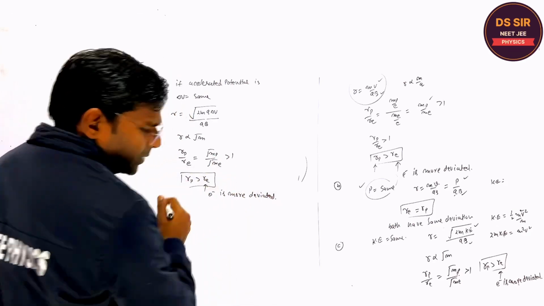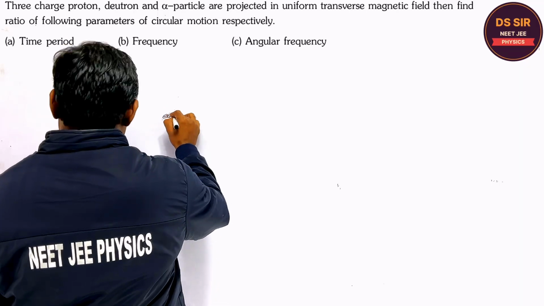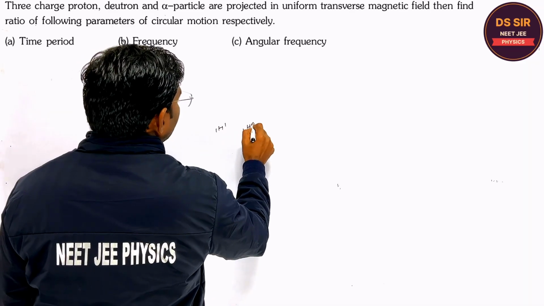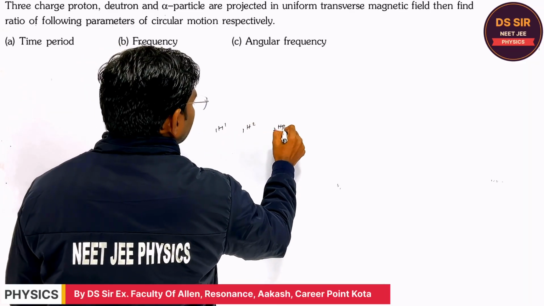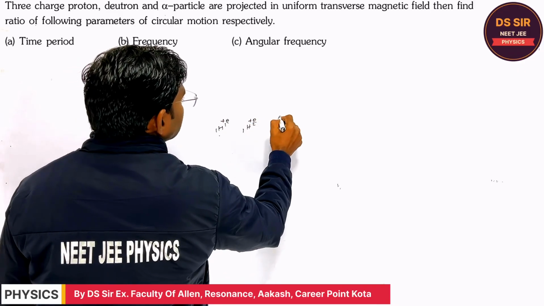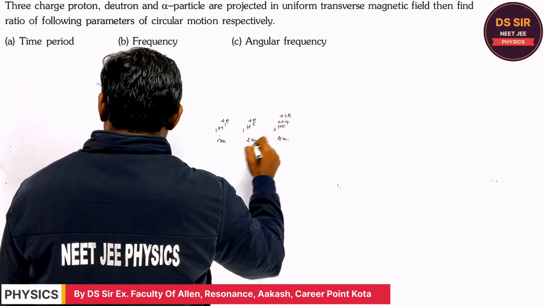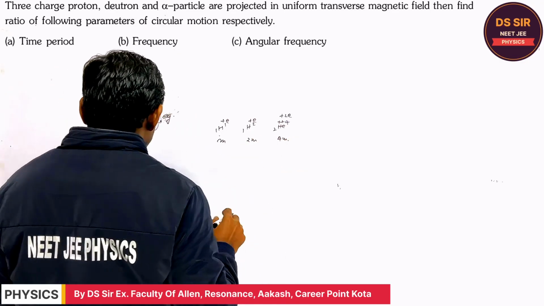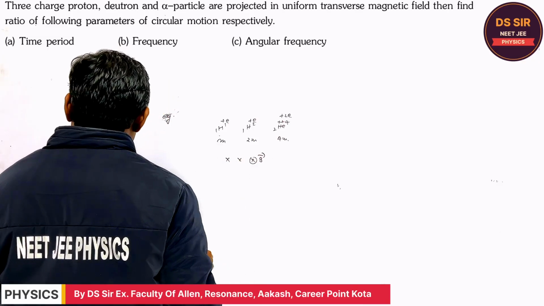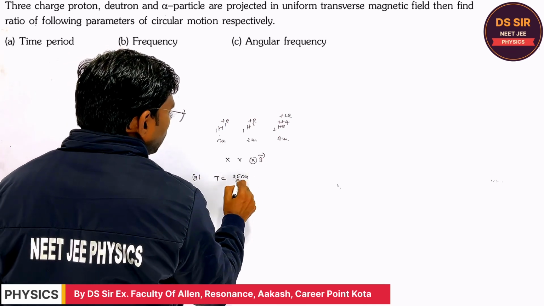Copy this. So read this question. In this question, three charged particles: proton, deuteron and alpha particle, with charges plus e, plus e, plus 2e, and masses m, 2m and 4m, you can assume. They are projected in a transverse magnetic field. Find the ratio of the following parameters. First, the time period. What is the time period? 2 pi m upon qb, or not?